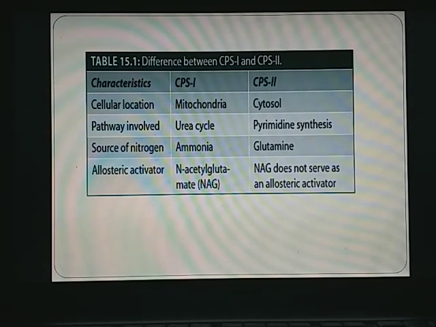Carbamyl phosphate synthase 1 is a mitochondrial enzyme. Carbamyl phosphate synthase 2 is a cytosolic enzyme. Carbamyl phosphate synthase 1 is involved in the urea cycle. Carbamyl phosphate synthase 2 is involved in pyrimidine synthesis. The source of nitrogen in carbamyl phosphate synthase 1 is ammonia, and in carbamyl phosphate synthase 2 it is glutamine. And carbamyl phosphate synthase 1 requires N-acetyl glutamate as an allosteric activator, but carbamyl phosphate synthase 2 doesn't.